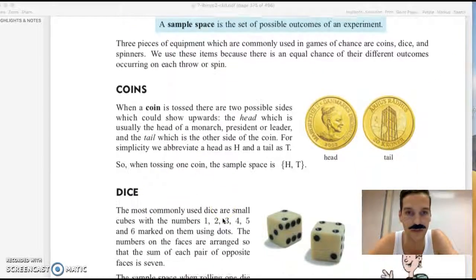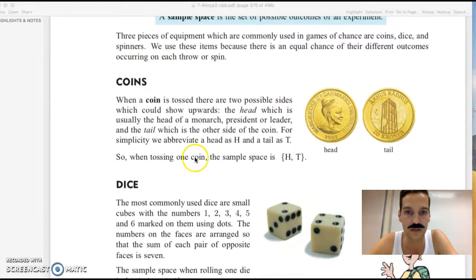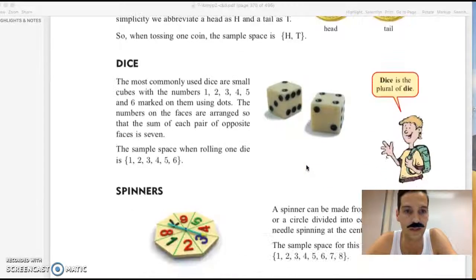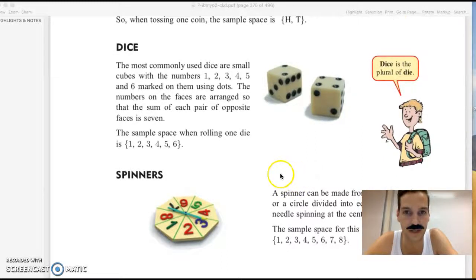If we look at this first one over here, if we have a coin, it's pretty straightforward. Every time we flip a coin, it's either going to be heads or tails. The way that we write this, and this is what you need to learn, is you designate H as heads and T as tails. Then you write it like this: in a bracket, capital H, comma, T. In other words, you're saying the two possible outcomes that could potentially happen are heads, tails. Simple as that.